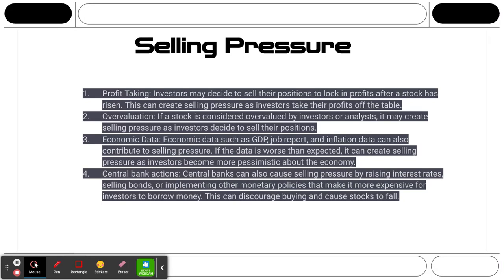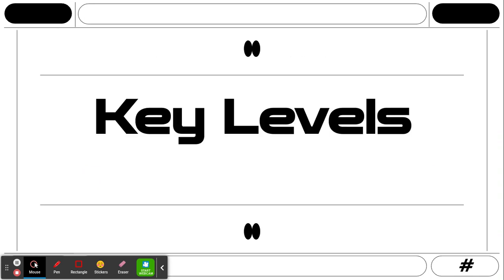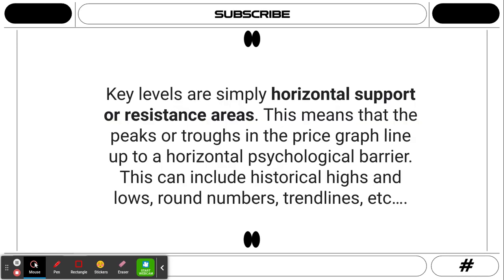Like we said, economic data, central bank actions. I don't know why I forgot to put the earnings reports and all that, but those things can affect price action as well. So, key levels. Key levels are simply horizontal support or resistance areas. This means that the peaks or troughs in the price graph line up to a horizontal psychological barrier. This can include historical highs and lows, round numbers, trend lines, etc.